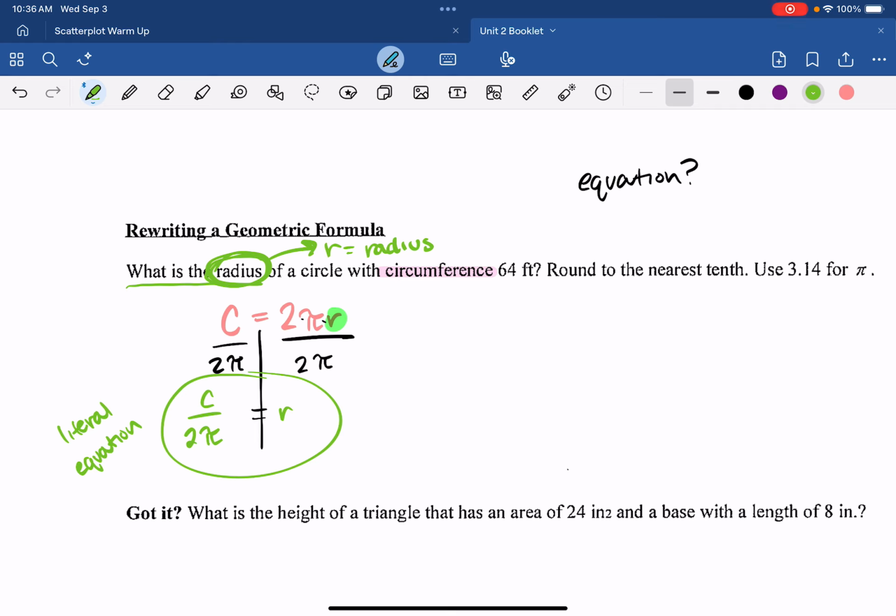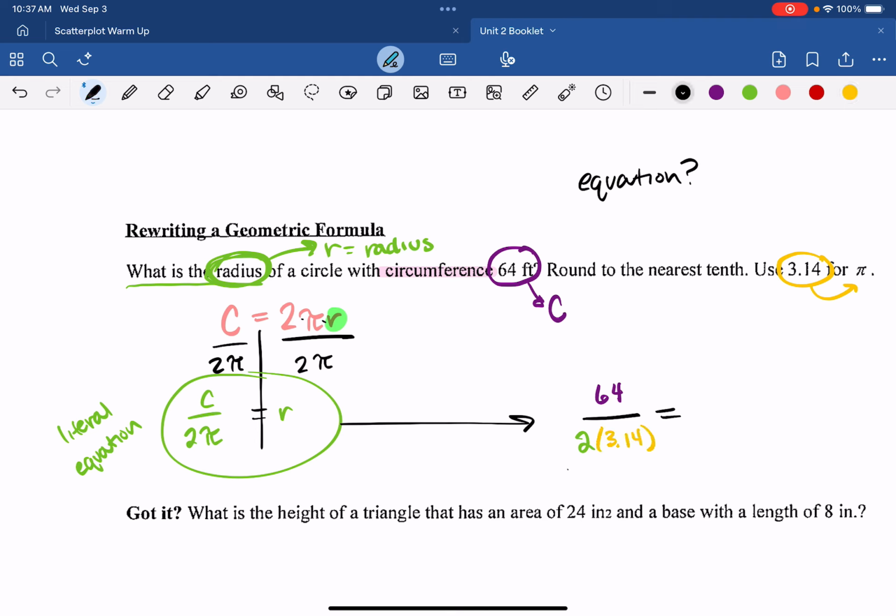Now let's use that literal equation to plug in a piece of information that I know. What do I know? They give me two numbers. They tell me 64 feet is my circumference, so this is C. And they tell me to use 3.14 for pi. So if I come over here, here's my formula. My C is 64. I still have my 2 for my formula. And I'm told to use 3.14 for pi.